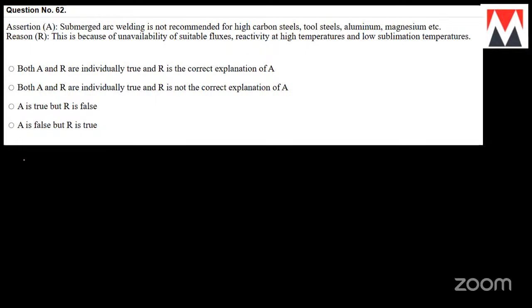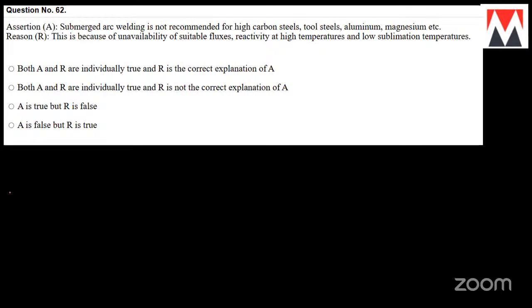Submerged arc welding is not recommended for high carbon steel, tool steels, aluminum, magnesium. This is true. Submerged arc welding you won't be using for high carbon steel, tool steels. This is because of the unavailability of suitable fluxes, reactivity, high temperature, and low sublimation temperatures. Need not be. See here, it doesn't depend on unavailability of suitable fluxes, reactivity, high temperature, and low sublimation temperature.